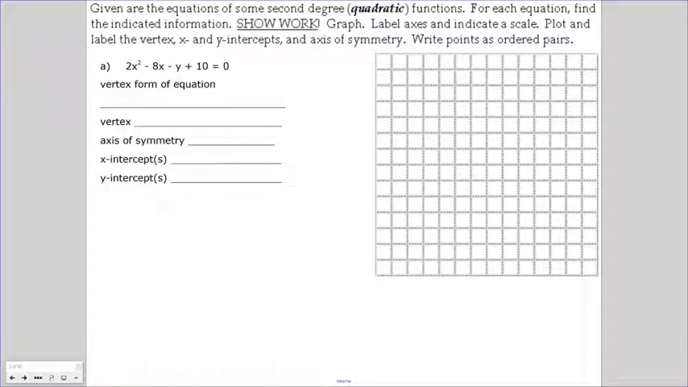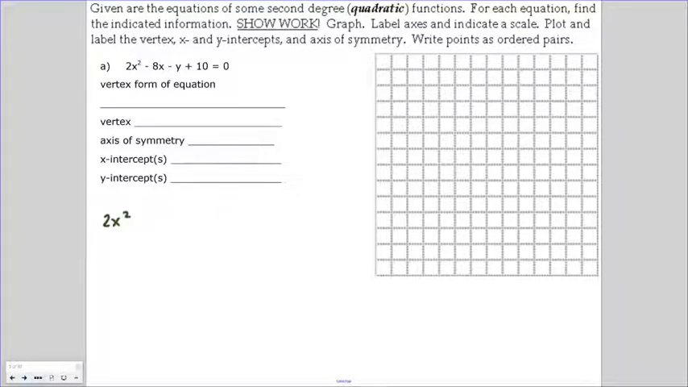So let's do this first. Vertex form of the equation. This becomes really important when we start looking at rational functions in the next chapter. But we have to do completing the square here. In order to take an equation and get it into vertex form, we're going to complete the square. And the first step to doing that is getting everything with an x on one side, moving everything else to the other. So x is on one side, everything else the other.